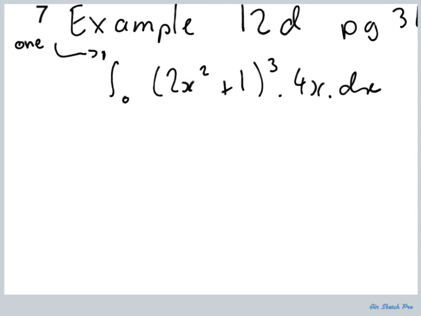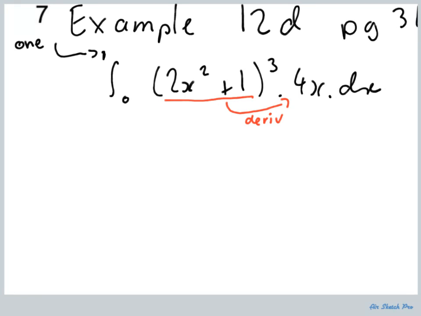I'll just make it a little bit bigger just for my own sake more than yours. So the integral from 0 to 1, (2x squared plus 1) cubed, times 4x, and we notice that the inside bit here, or the derivative of the inside bit, is given by the product there. So we do something like this.